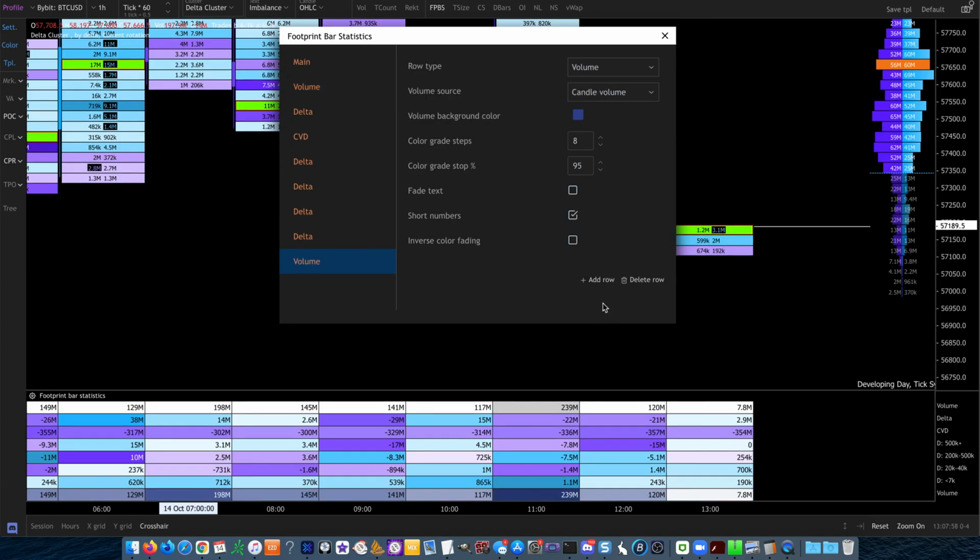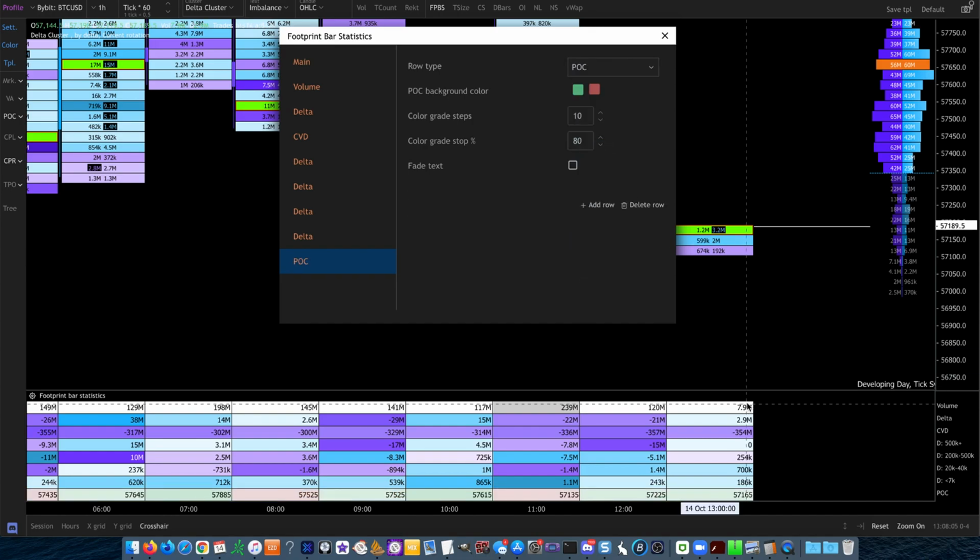If you click add row, then you can decide what you want that row to be. Do you want it to be volume? Do you want it to be delta? Do you want it to be CVD? You can make it the point of control, which will tell you the point of control for each candlestick.